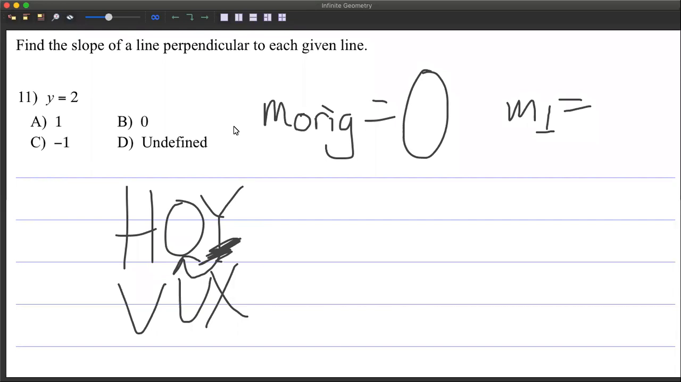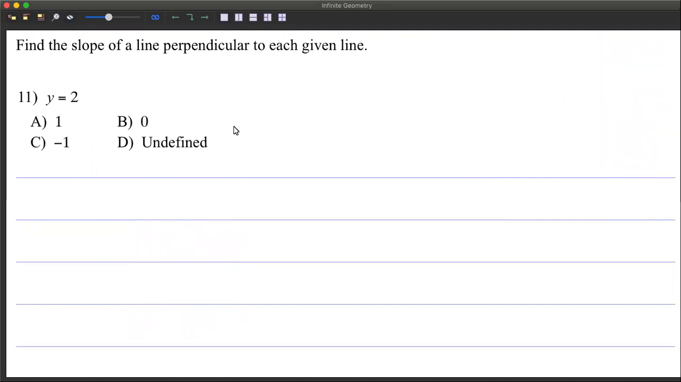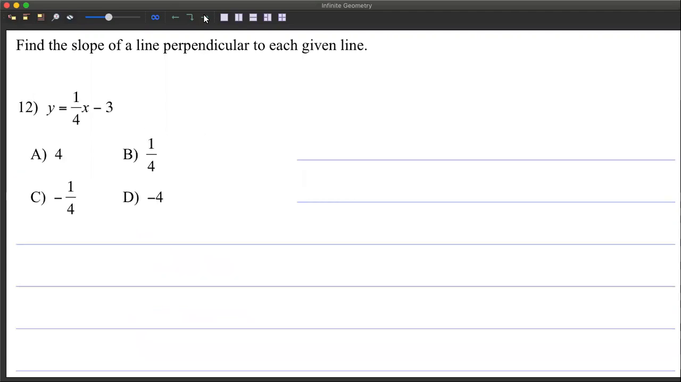Yes, undefined. We talked about this yesterday. The opposite reciprocal, if you will, of 0 is undefined. Those two go together. So undefined, that's my final answer. That's what I'm going for. Yes, yes, yes. You would select choice D if that was a homework or a Fast 5 question, or one that's on your upcoming test tomorrow. All right.